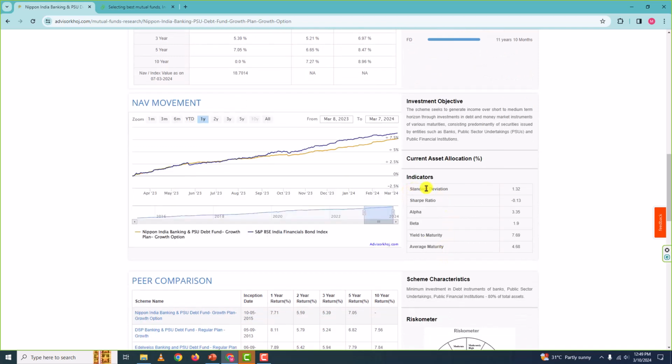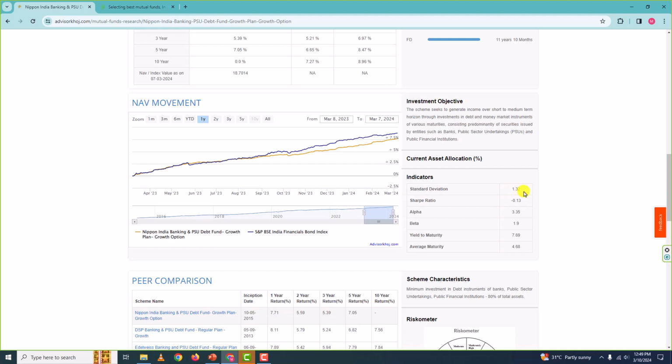See here, you have the risk parameters. First is alpha. It is 3.35, meaning it is giving 3.35 more returns than the benchmark index, which is good. Beta is 1.9. Now, what does this mean? If the index moves up by 1%, this fund value moves up by 1.9. If the index falls by 1, this fund falls by 1.9. Okay. Next, we have standard deviation 1.32.